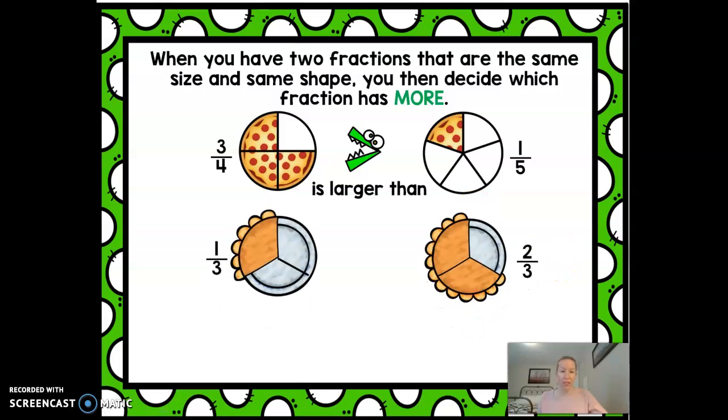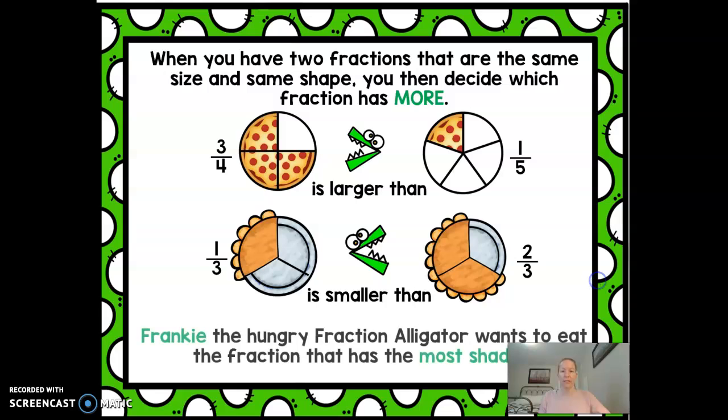We have 1/3 and 2/3. So which way should the alligator be facing? Because he wants to eat more. That's right, he's eating 2/3, which means that 1/3 is smaller than 2/3. The alligator always wants to eat the most food. Frankie, the hungry fraction alligator, wants to eat the fraction that has the most shaded.